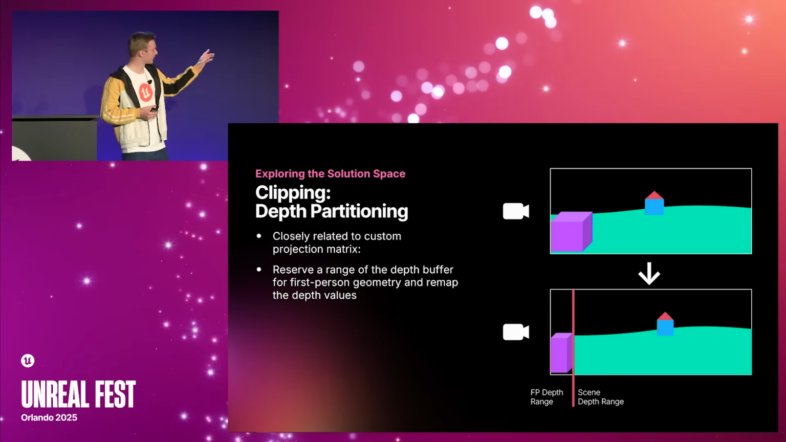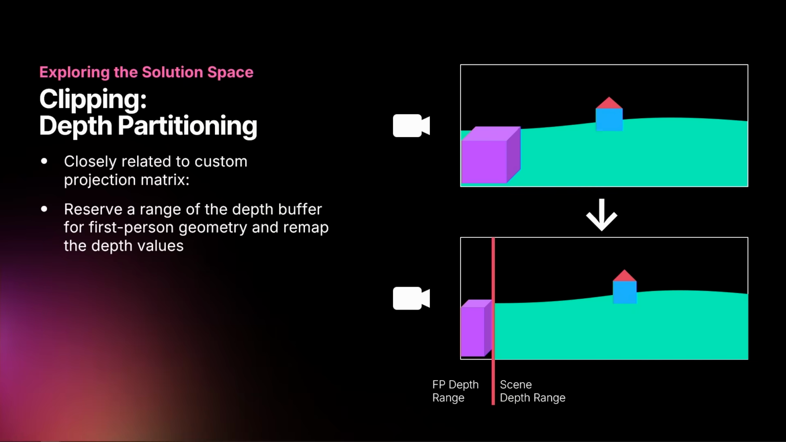So the top one is what it would normally look like, and in the bottom one, we sort of squish the first-person geometry close to the camera. We sort of pancake it. And we make sure that the rest of the scene is outside of this range. So we sort of separated them.